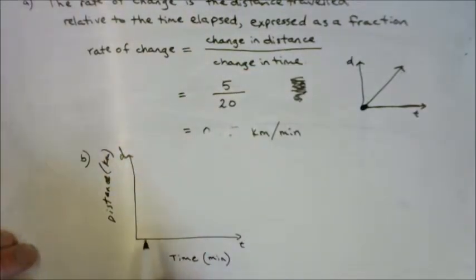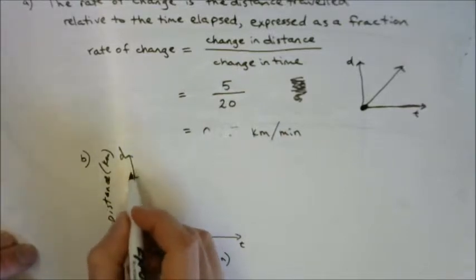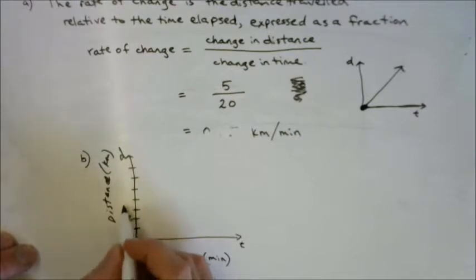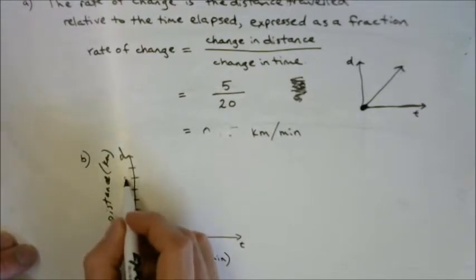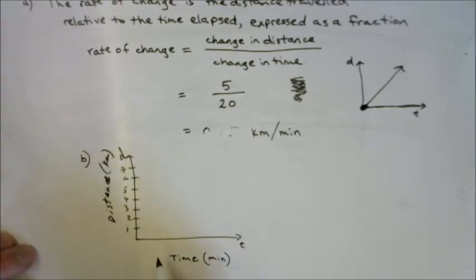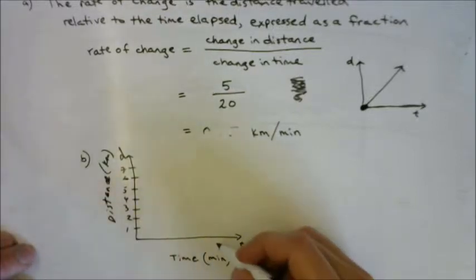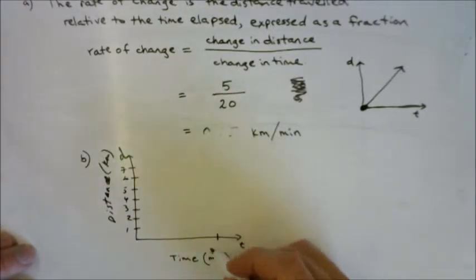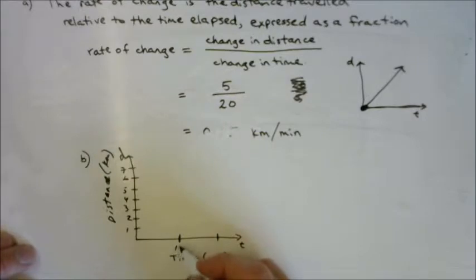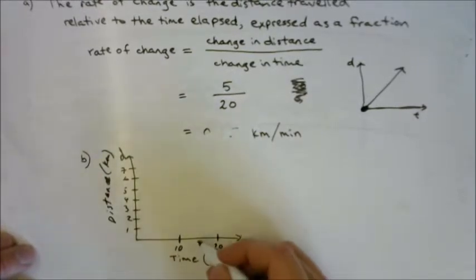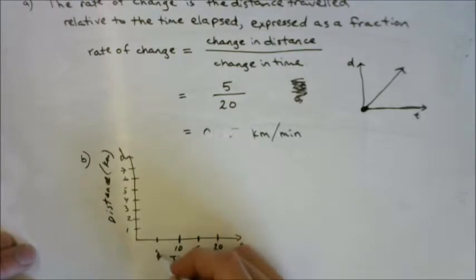And the distance, we really only need to get up to 5. 3, 4, 5, 6, 7. 1, 2, 3, 4, 5, 6. And time, we need to get up to 20. So I'm just going to put a 20 out here and split it in half and call that 10. And I could split it in half again and call that 15. And that 5.